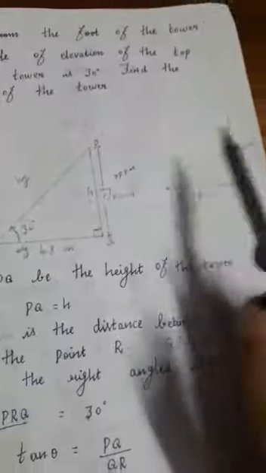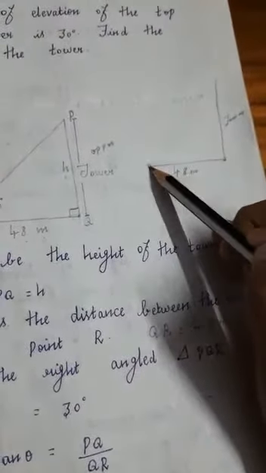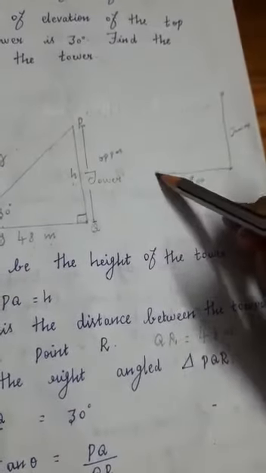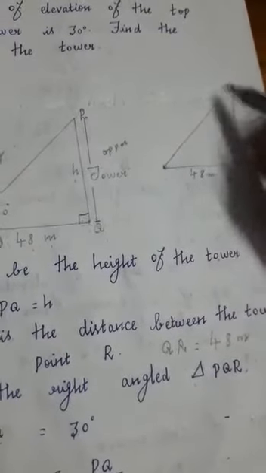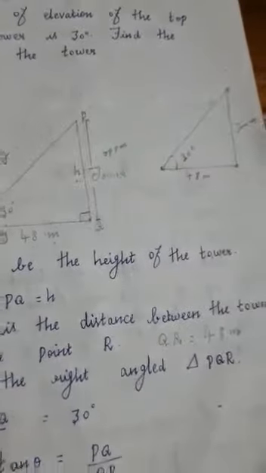Angle of elevation means you know that. So here this is the horizontal line from the ground point to the top of the tower. This is the top of the tower. So from the ground point to the top of the tower, this line. So the angle of elevation they have given, the angle is 30 degree.